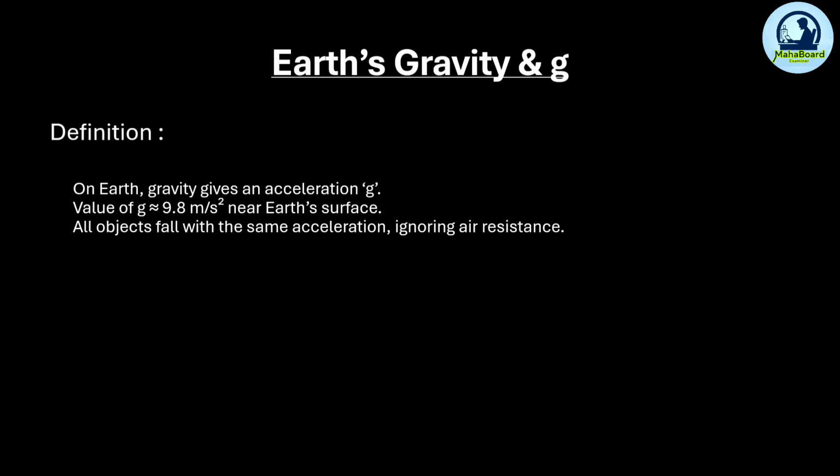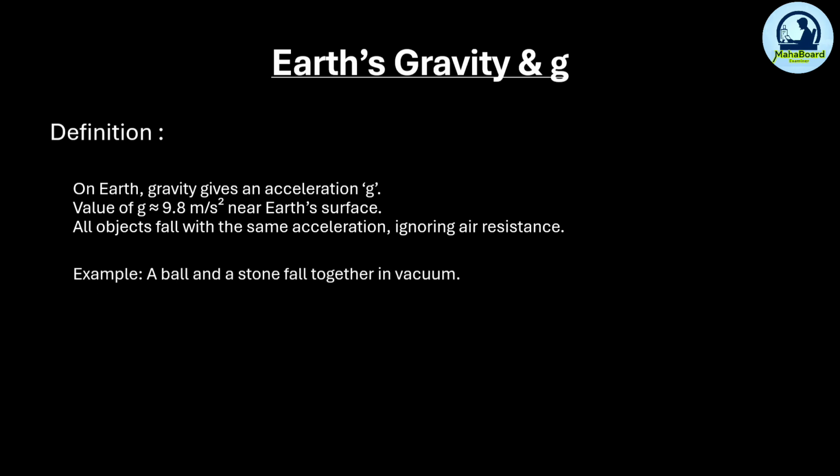An important point: g is the same for all objects, whether heavy or light. All objects fall with the same acceleration, ignoring air resistance. Example, a ball and a stone fall together in vacuum.